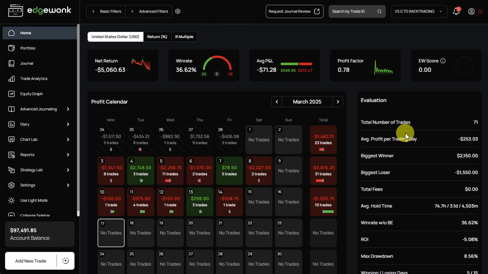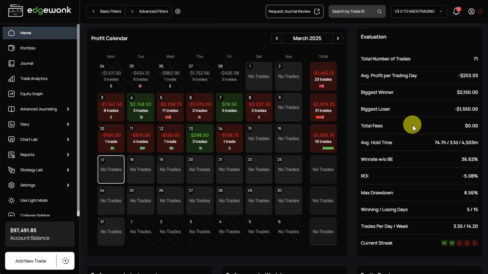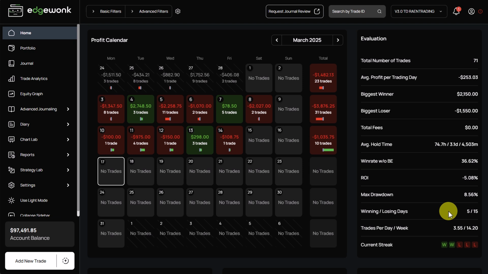So in this journal, we have 71 trades. It's a very active day trader. You can see in some weeks he's taking 10 trades, 31 trades, 23 trades, and on average he's taking 14 trades per week, 3.5 trades per day. So this must be a short-term day trader, maybe even a scalper.